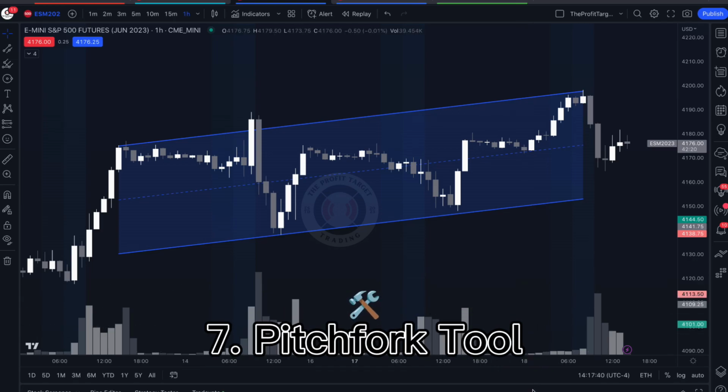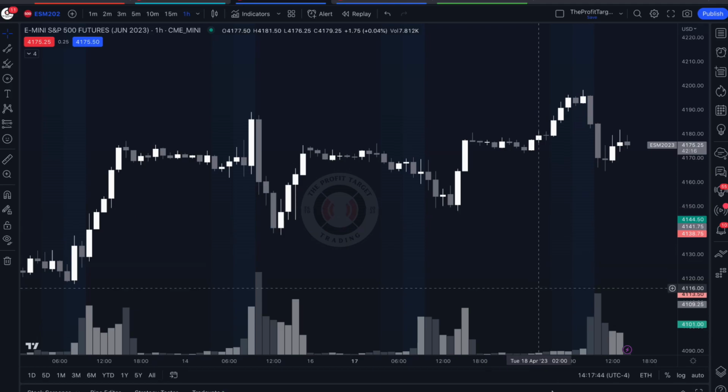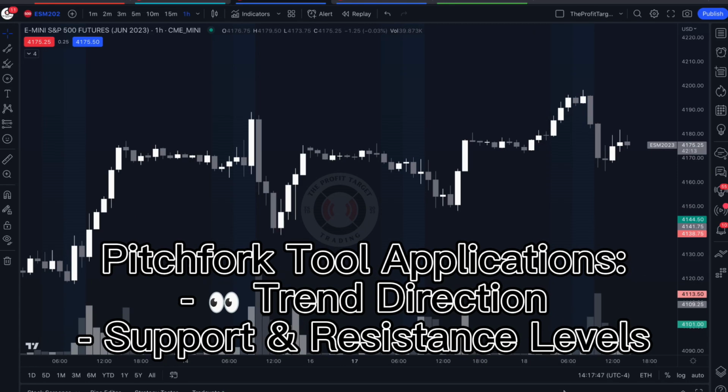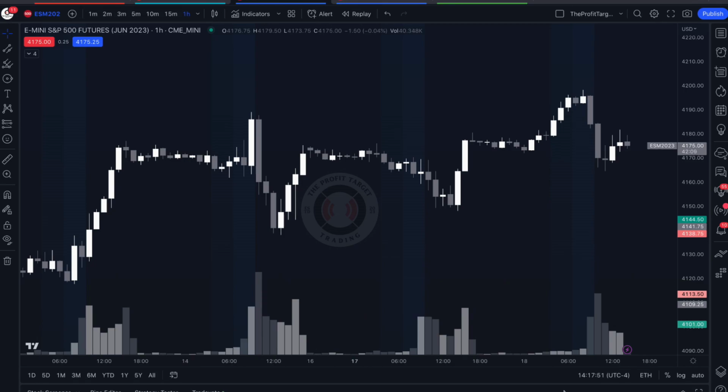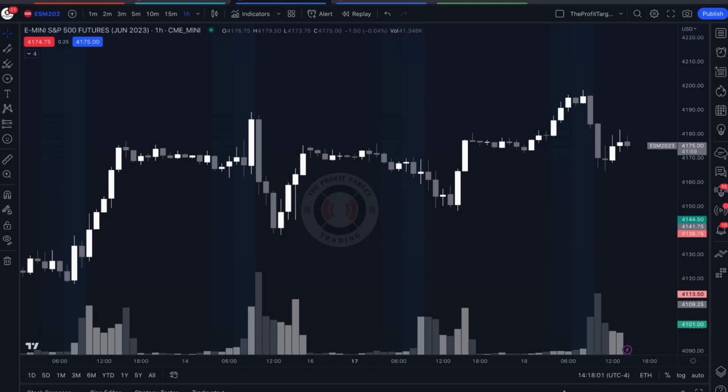Number 7. The Pitchfork tool, also known as Andrew's Pitchfork, is a charting tool that is used to identify trend direction and potential support and resistance levels. It's formed by drawing three parallel lines that follow the price action of a chart. The middle red line is the median line, while the upper and lower lines are support and resistance lines. This method also applies to the Shift Pitchfork, which is what I recommend.